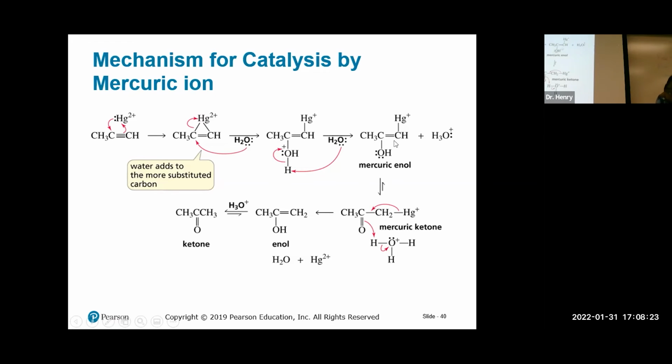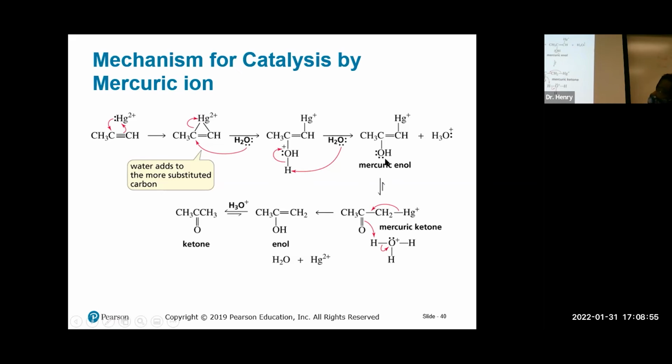And so we then, oh, I forgot this part here. The water is also going to transfer its electrons here. And then these are going to transfer electrons to that, breaking that bond, resulting just in the mercury ion associated with the primary carbon.